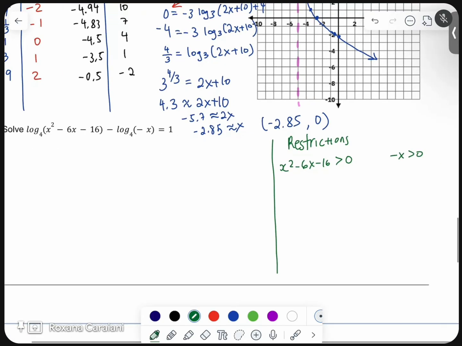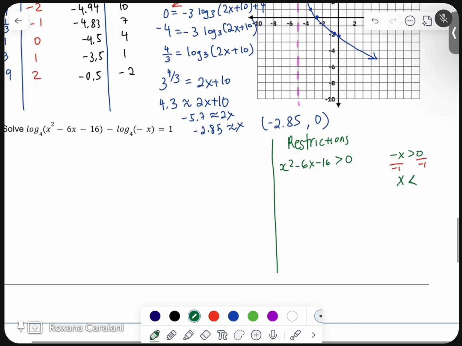I'm going to start with the negative x one because it's a little quicker. So I have negative x. I want to know what x has to be, so I'm going to divide both sides by negative 1. And when I divide out a negative number, I have to flip the sign of my inequality. So that's telling me that x has to be less than 0 for the second log. So I'm going to show that visually. There's my first restriction. Now I'm going to go to my first log.